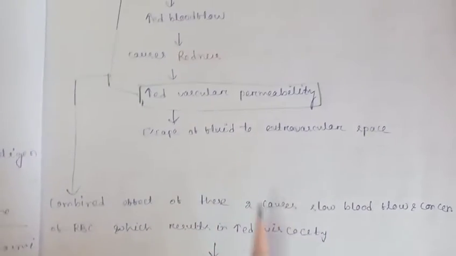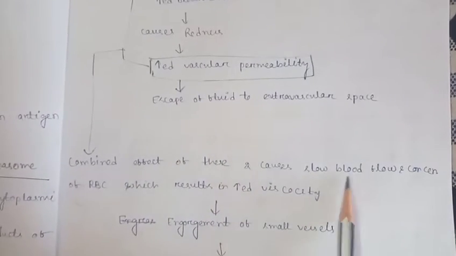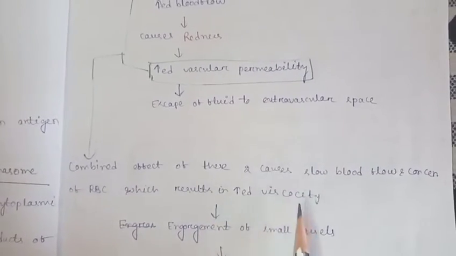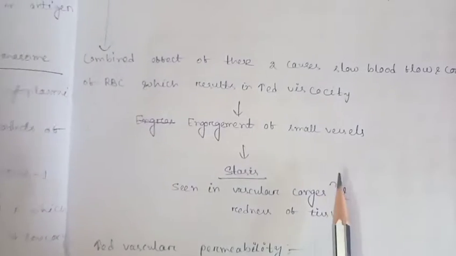Then due to vasodilation and increased vascular permeability, what happens? The combined effect on the tissue causes slow blood flow and concentration of RBCs, which results in increased viscosity. Then engorgement of small vessels occurs. Then stasis.